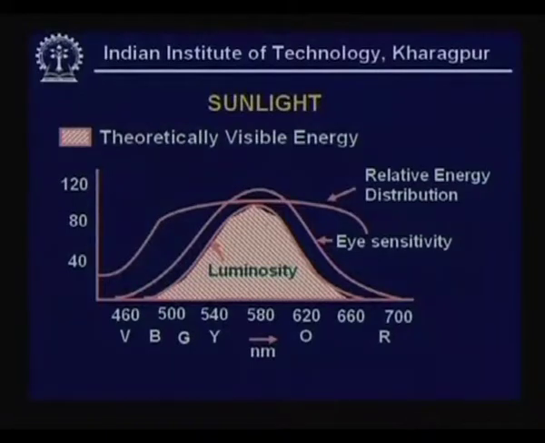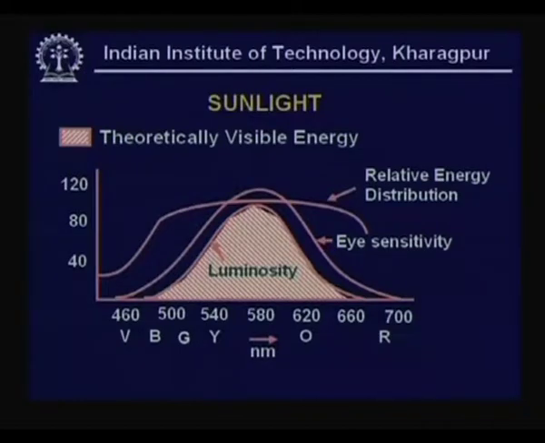Now, let us look at the various sources we have seen and how their energy distributions can be considered and what sort of efficacy is there in terms of light, considering the response of the eye. Let us look at the natural sunlight. We have three curves shown here. One is the relative energy distribution of the sunlight. It is marked in terms of the percentage, the peak percentage corresponding to the maxima around the yellow green zone.